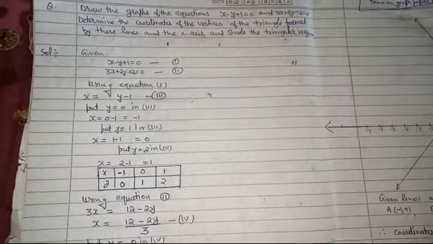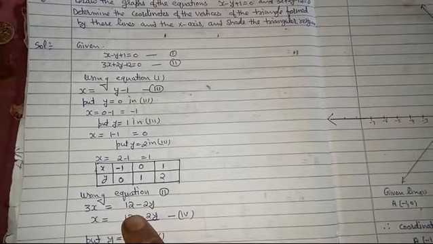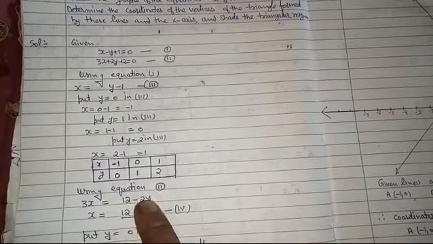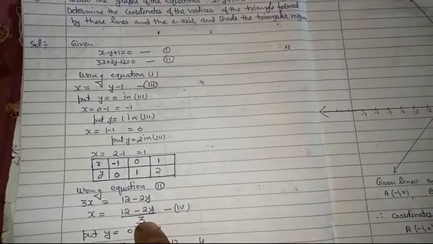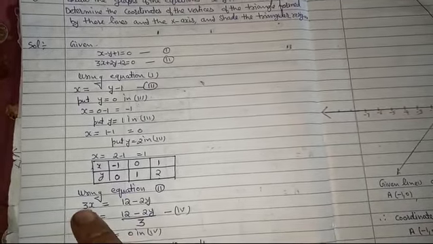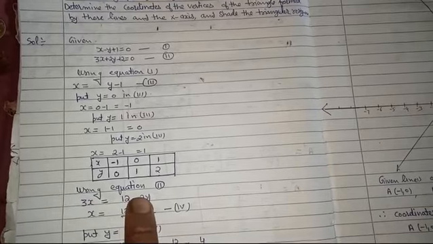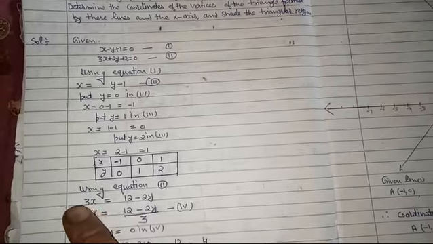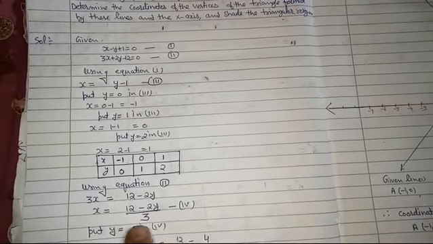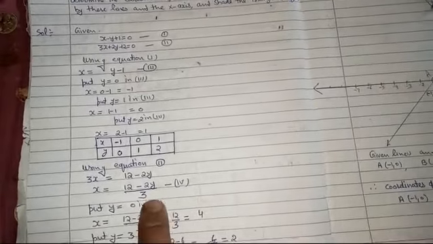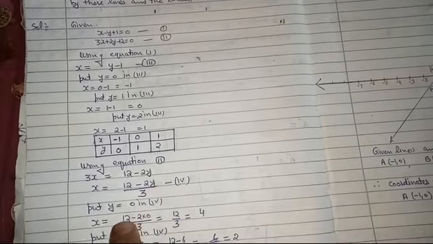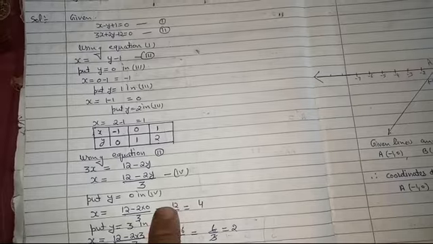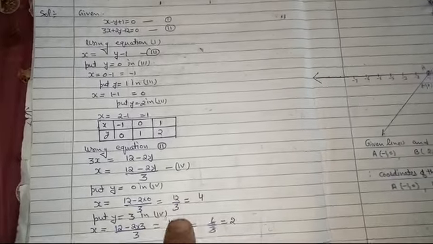Similarly, now using equation number 2, 3x is equal to 12 minus 2y. Then x is equal to 12 minus 2y upon 3, because on this side it is multiplying. When it goes from the left side to the right side of the equal to, then the sign will change. Here it is multiplication, then we know multiplication changes to division. So now the same way we put here y is equal to 0. By putting y is equal to 0, we got 12 upon 3, and then it is divided by 3, it becomes equal to 4.